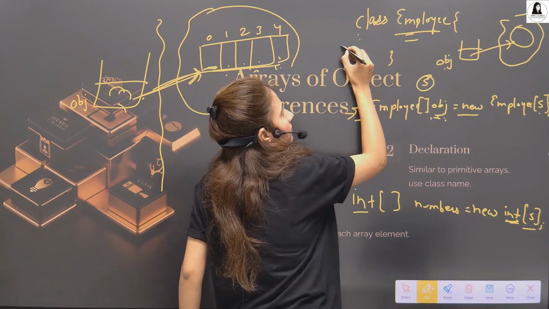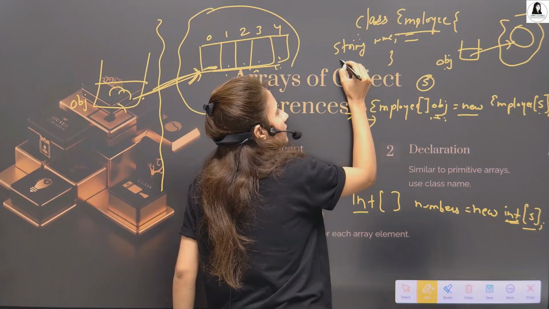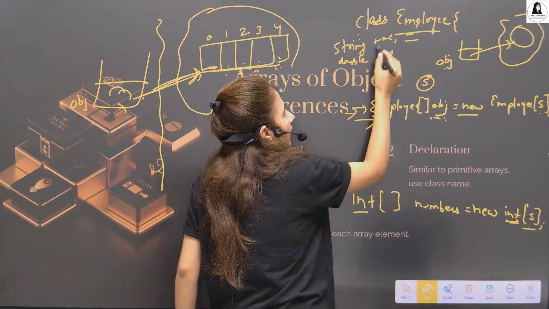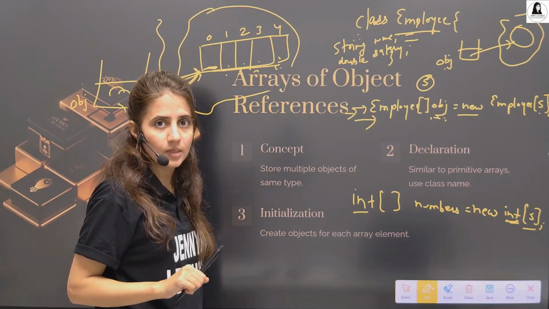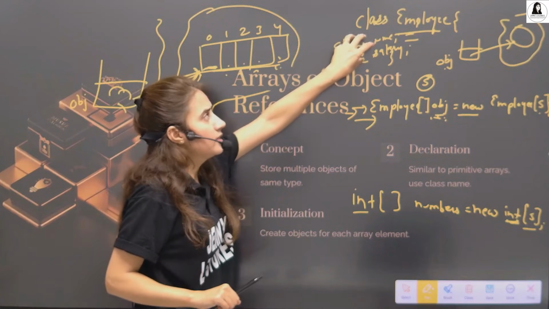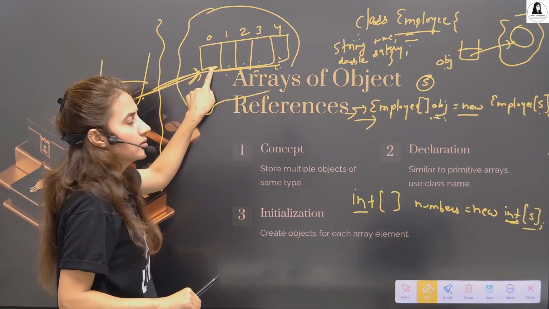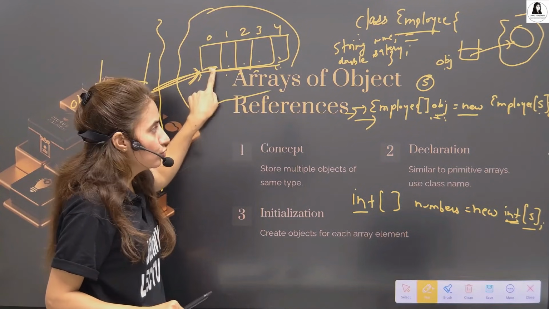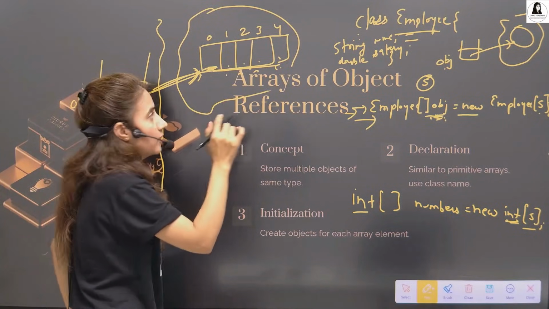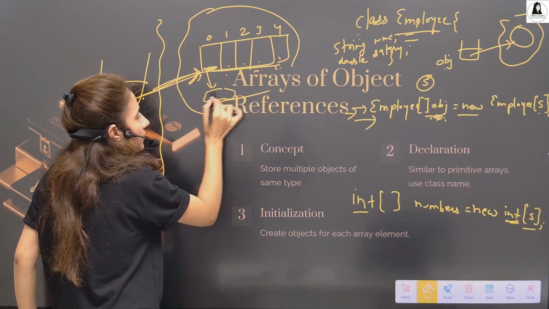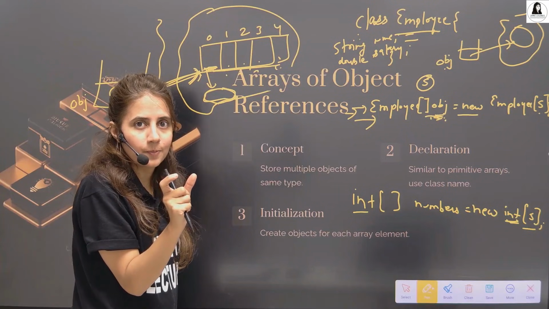If an employee has two things, one is maybe a string, the name of the employee, and one is a double, the salary. Two things are there, right? So the actual object data would be stored somewhere else. It is still an object reference, this array of object references. So each individual object still contains what? A reference of some data here. Now what is that data? This is the actual object.